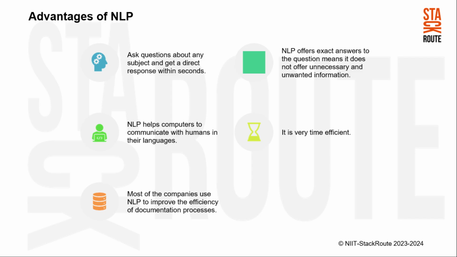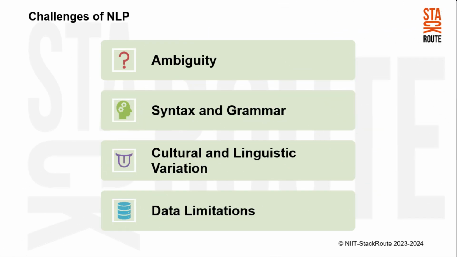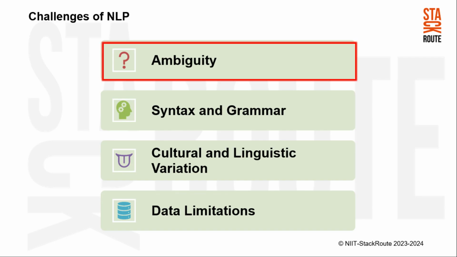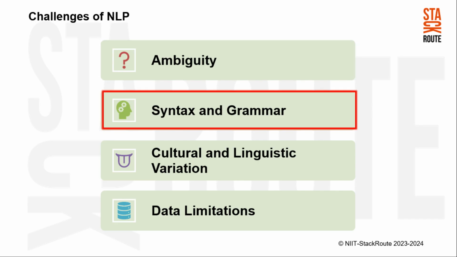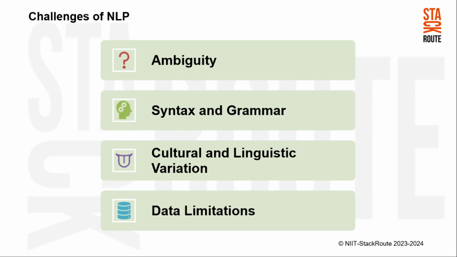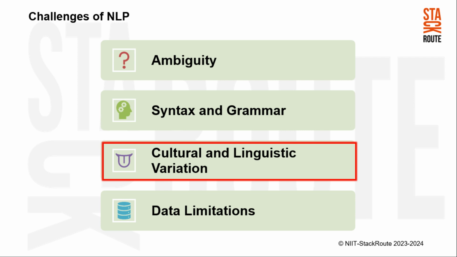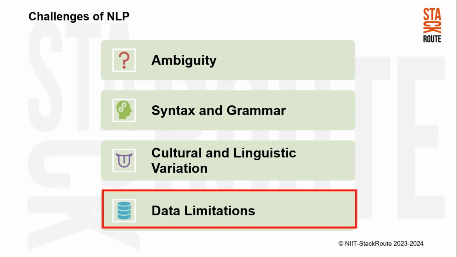We have seen the benefits it offers. But each technology has some challenges that it faces. Let's see what are the challenges faced by NLP. Ambiguity. Language is often ambiguous, and NLP systems need to disambiguate words or phrases based on context. Syntax and grammar. NLP systems must understand the rules and structure of language to interpret meaning correctly. Cultural and linguistic variation. Language varies across cultures, dialects, and regions, making NLP challenging in multilingual contexts. Data limitations. NLP models require large amounts of high-quality training data to achieve optimal performance.